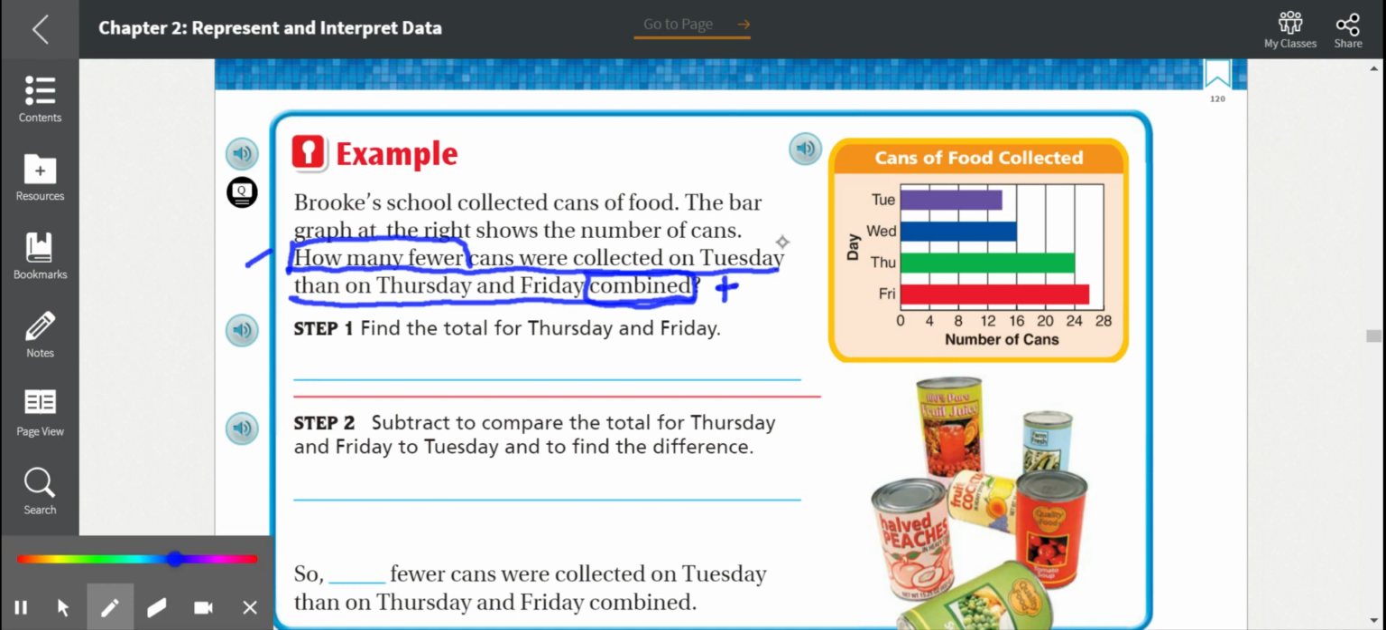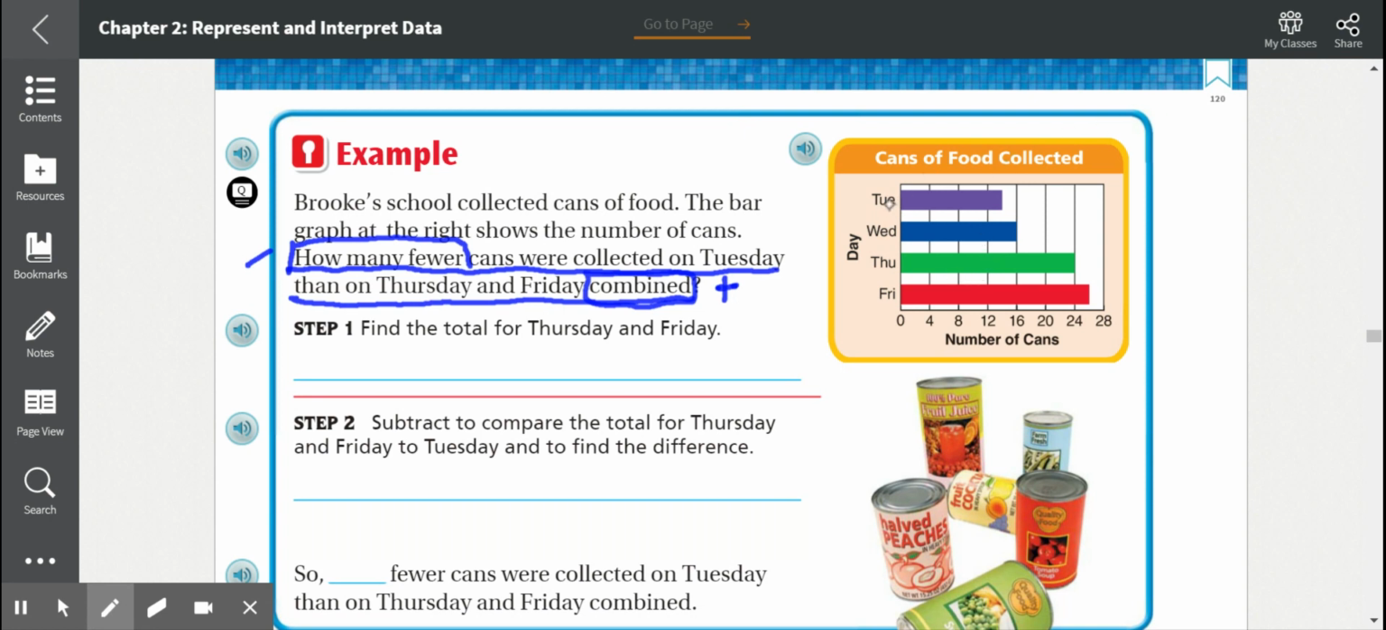Let's look at the bar graph and get these numbers. So cans of food collected. Here's the day: Tuesday, Wednesday, Thursday, Friday. Down here, number of cans. The scale is going by fours because it goes 0, 4, 8, 12, 16, 20, 24, 28. Because it goes straight from 0 to 4, I know it's going up by fours.